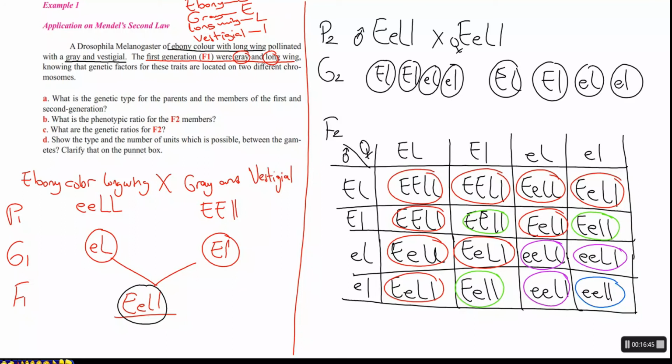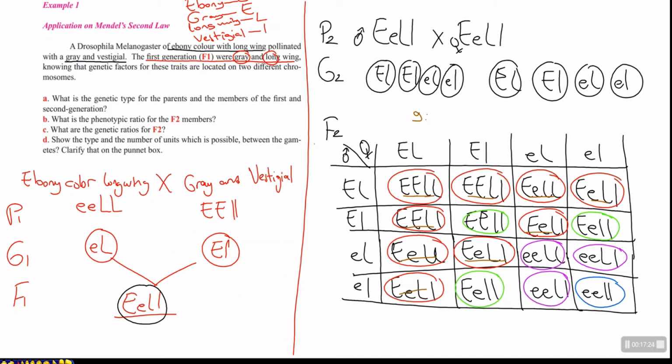F2 generation, by crossing between male and female gametes, we draw our Punnett box, and now we can see the F2 generation. It asks about the genotype and phenotypic ratio for F2 generations. So for gray color and long winged, 1, 2, 3, 4, 5, 6, 7, 8 and 9, means 9 organisms are gray color and long winged.